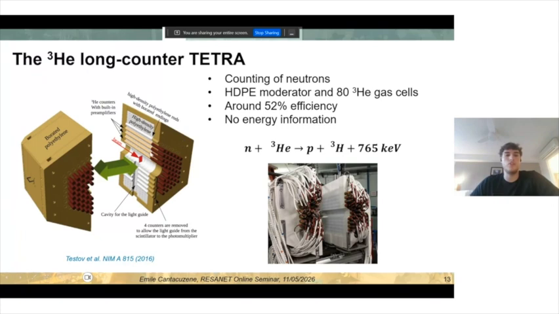And if a neutron of that energy enters one of the helium-3 gas cells, this reaction will occur. So a neutron plus helium-3 gives a proton and a triton with some kinetic energy. And as these particles are charged, the proton and the triton, they will ionize the gas, which will create a signal, which is the signature that we counted a neutron. So this type of detector only allows us to count neutrons, but the energy information is lost in the scattering process. And the very good point of this type of detector is that it has a huge efficiency. For example, TETRA has around 52% efficiency.